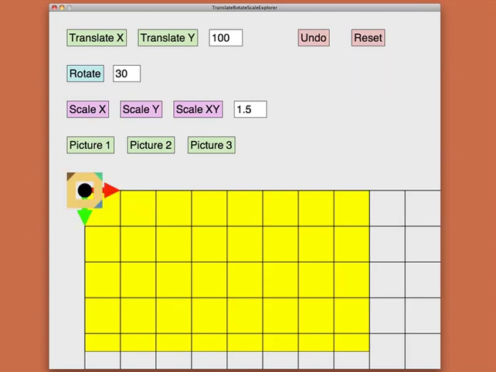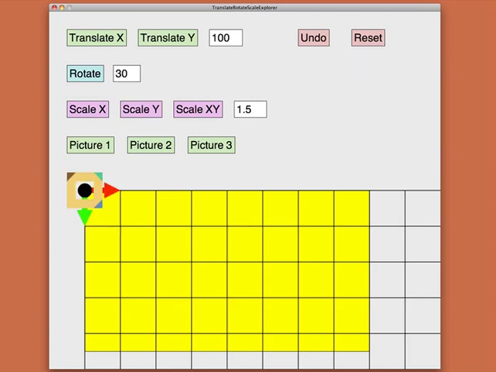I'm going to reset now, and first I'll rotate, and then I'll translate. And notice that we translated along the direction that the red arrow is pointing in now. And clearly, we have landed in a different place than we did before. So order really matters. If you translate and rotate, you get a completely different result than if you rotate and translate.